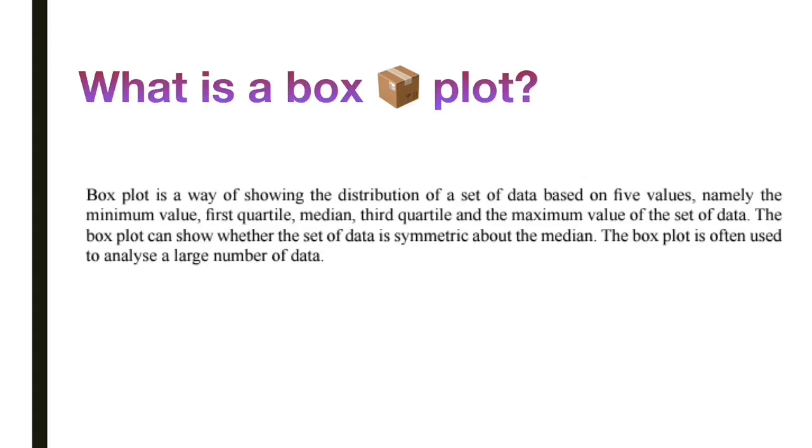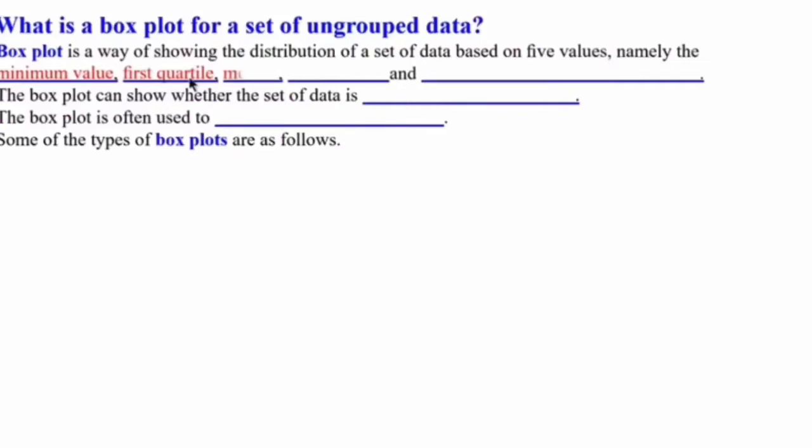The box plot can show whether the set of data is symmetric about the median. The box plot is often used to analyze a large number of data. Okay, for box plots, we need 5 important pieces of information: minimum value, first quartile, median, third quartile, and the maximum value of the set of data.